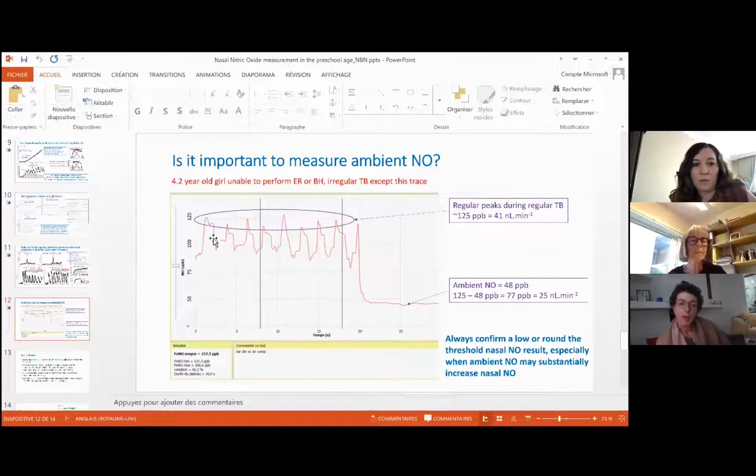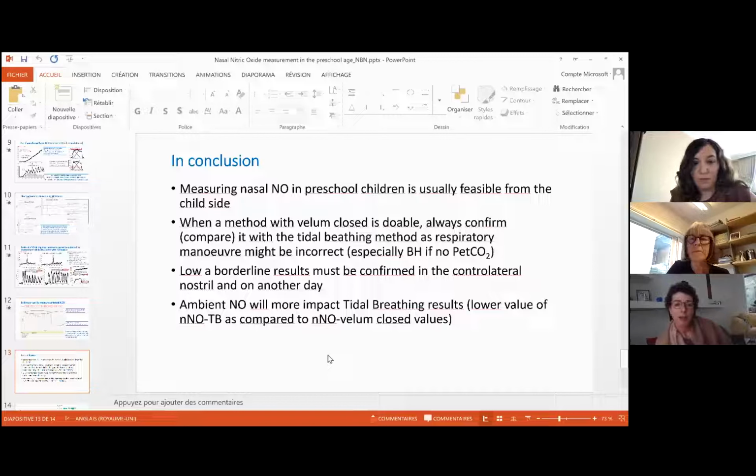Or at least you have to measure it, because you have to be aware that some of the ppb included in the peaks can come from the ambient NO. So in conclusion, I would say that the measurement of nasal nitric oxide is really doable from the child side, but you have to be critical of the technique.